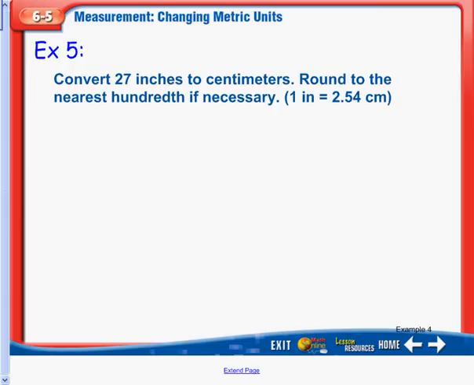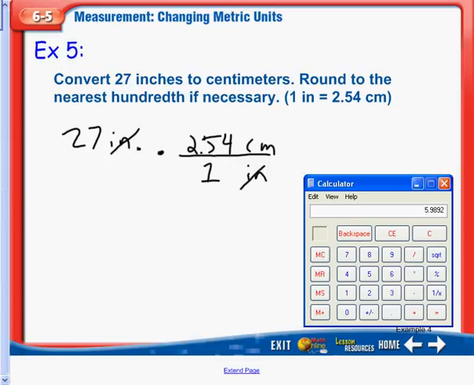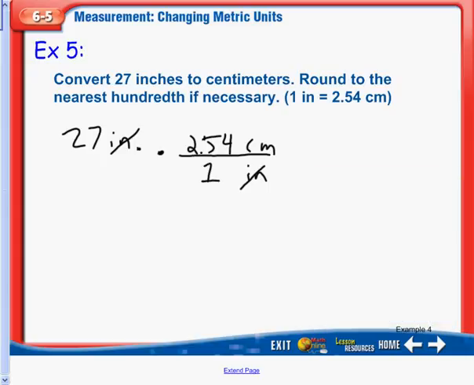Our last example is converting 27 inches into centimeters. Round to the nearest hundredth if necessary. So 27 inches, what we're given, write it down first, times, we have inches on bottom, centimeters on top, because we always want to cancel our inches. We're given 1 inch is 2.54 centimeters. And again, now we're just multiplying across. Again, using a calculator, 27 times 2.54 is going to give us 68.58.